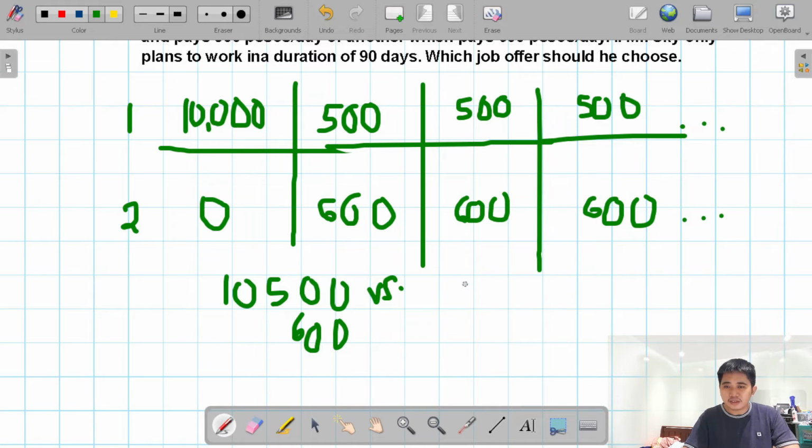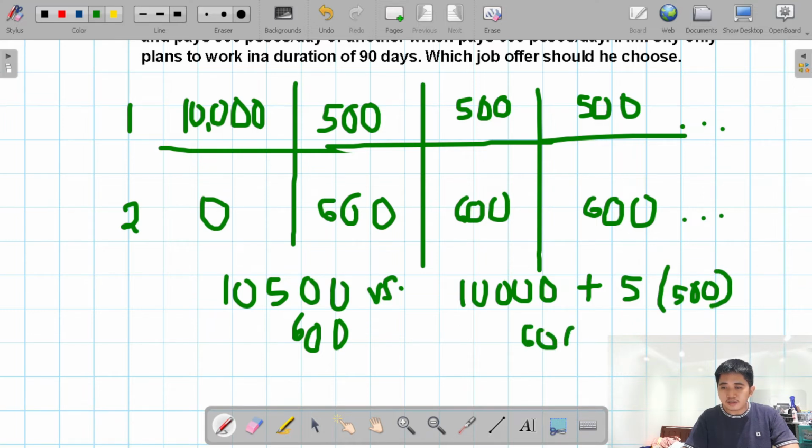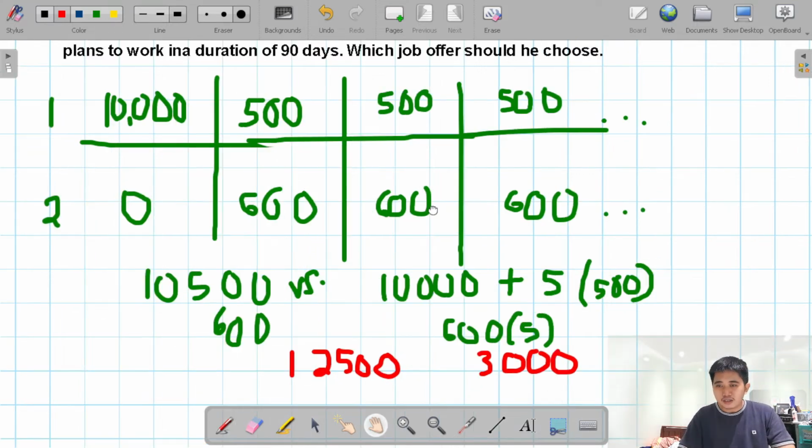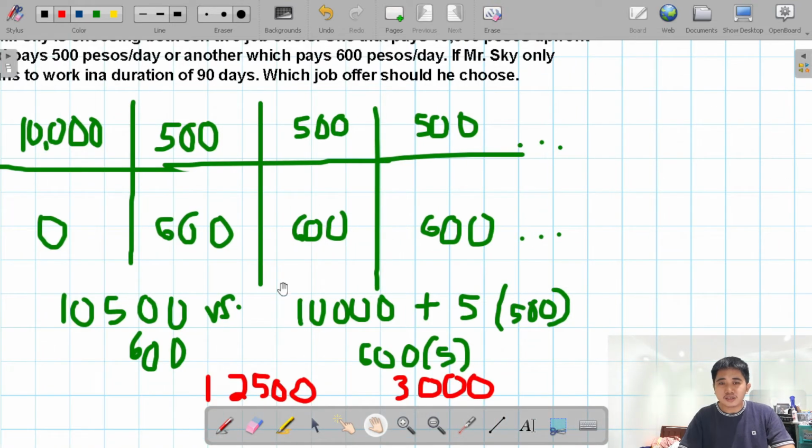If it was day 5, it's 10,000 plus 5 days times 500. This is on the 5th day. Let's compare it to 600 times 5. 12,500 versus 3,000. But we want to look at the long run. We want it after 90 days. Because if you look at it, this 600 pesos goes higher and higher, and the difference between these two will get lower and lower.